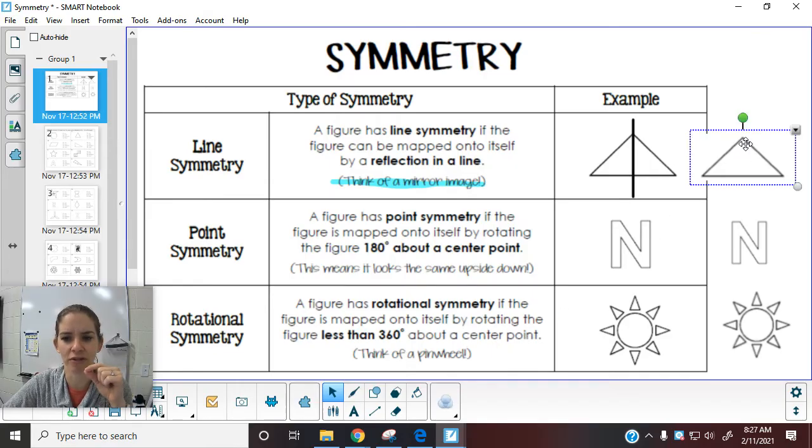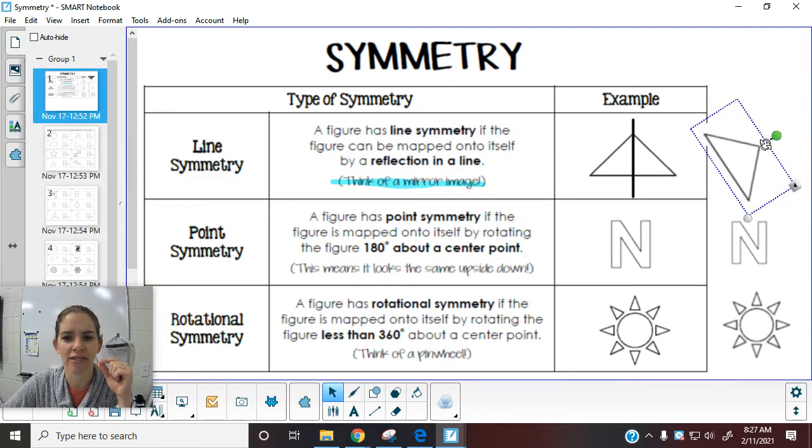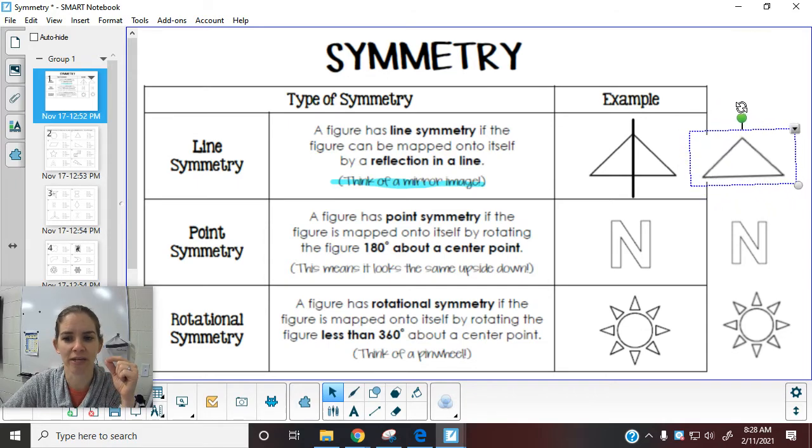Now, I'm going to go back up to the triangle for a second. Right now, this green dot is at the top. If I spin this, it doesn't look the same as my original, it doesn't look the same as my original, it doesn't look the same as my original until I get all the way back to the beginning. That one does not have rotational symmetry because it took us 360 degrees to get back to that same look as what we started with.